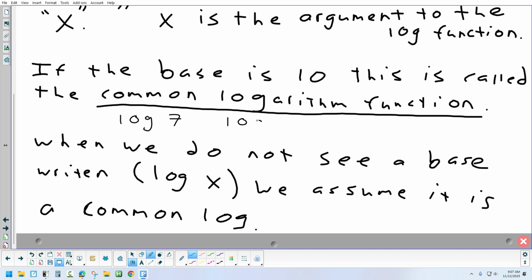You could write log base 10 of 7, but you'll never see me do it like on the right-hand side. I would always write it the way it is on the left.